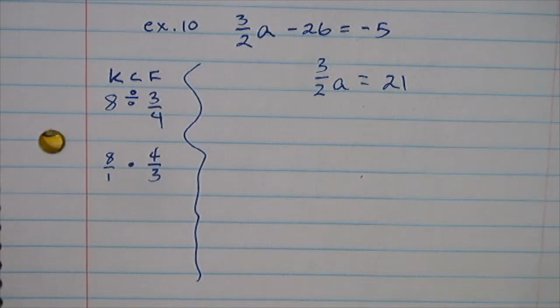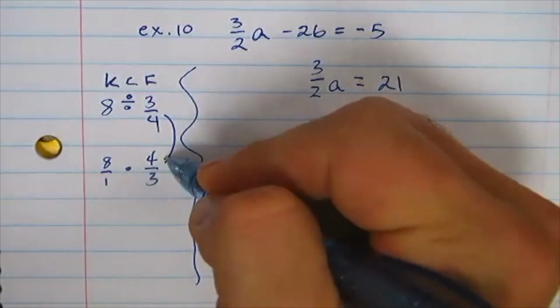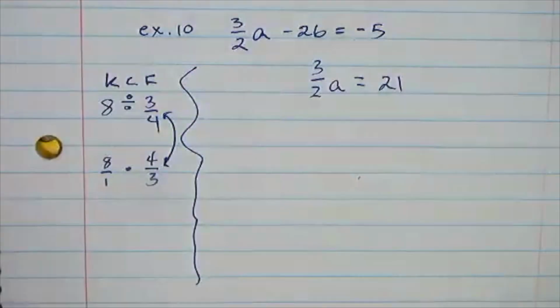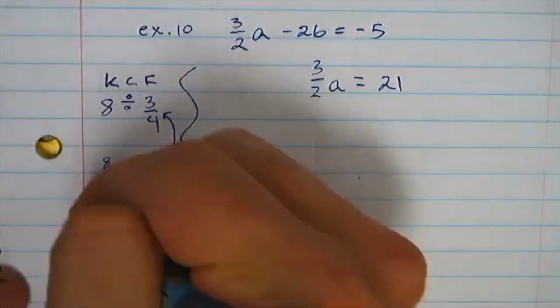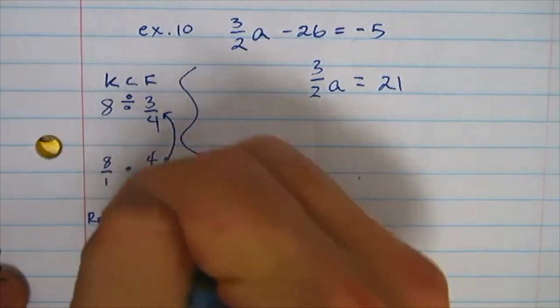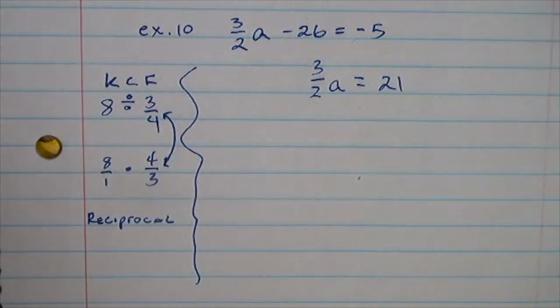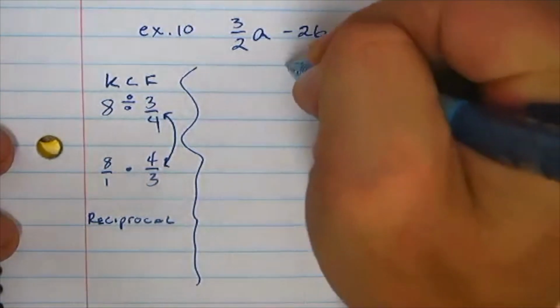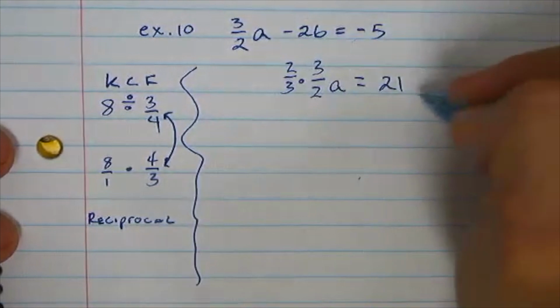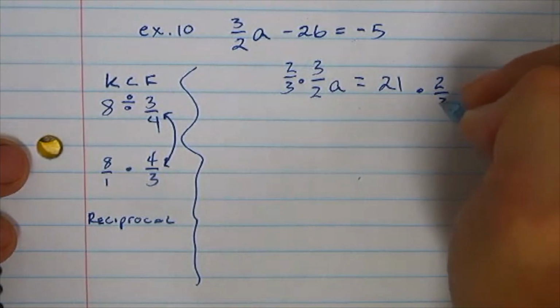So what essentially mathematically are we doing? We're not keeping, changing, flipping. We are multiplying by the reciprocal. When you flip a fraction over like that, that's called a reciprocal. All right, and honestly, that's all we have to do here, is on both sides multiply by the reciprocal. So that's times 2/3 as well.